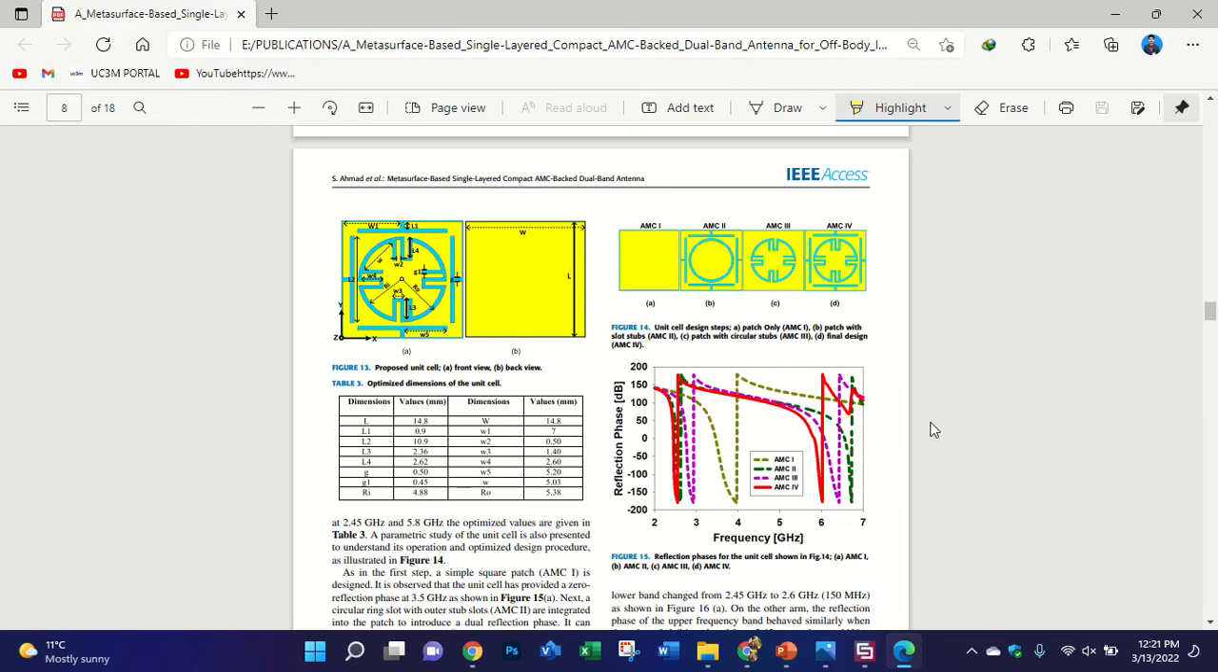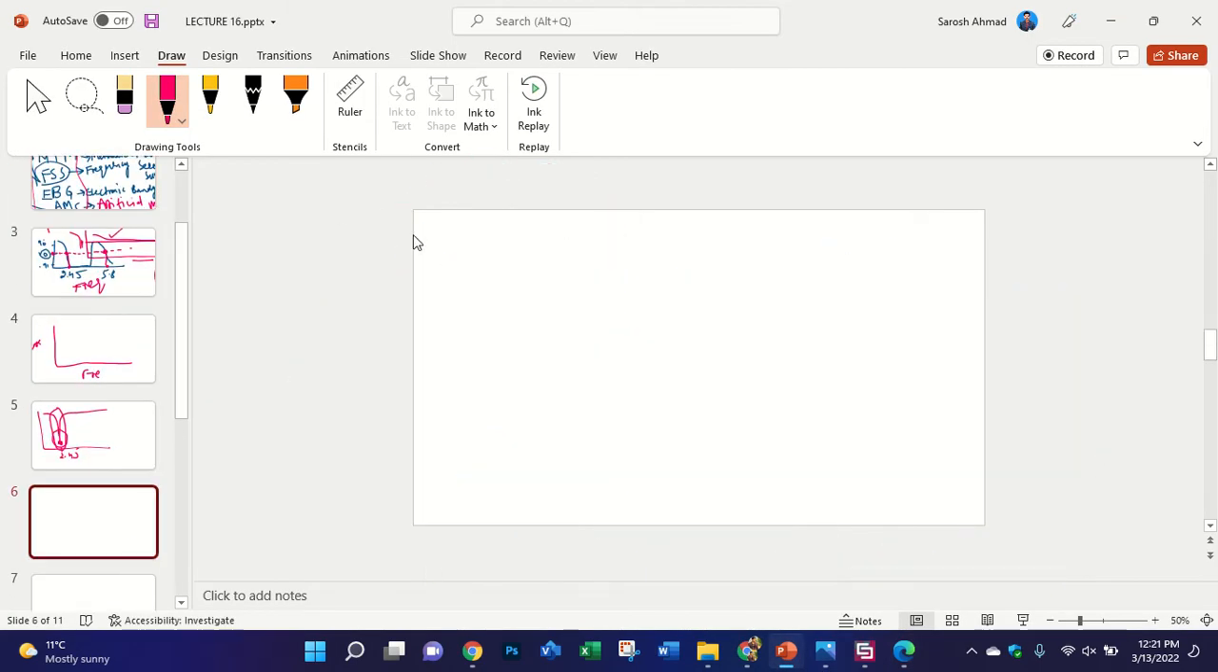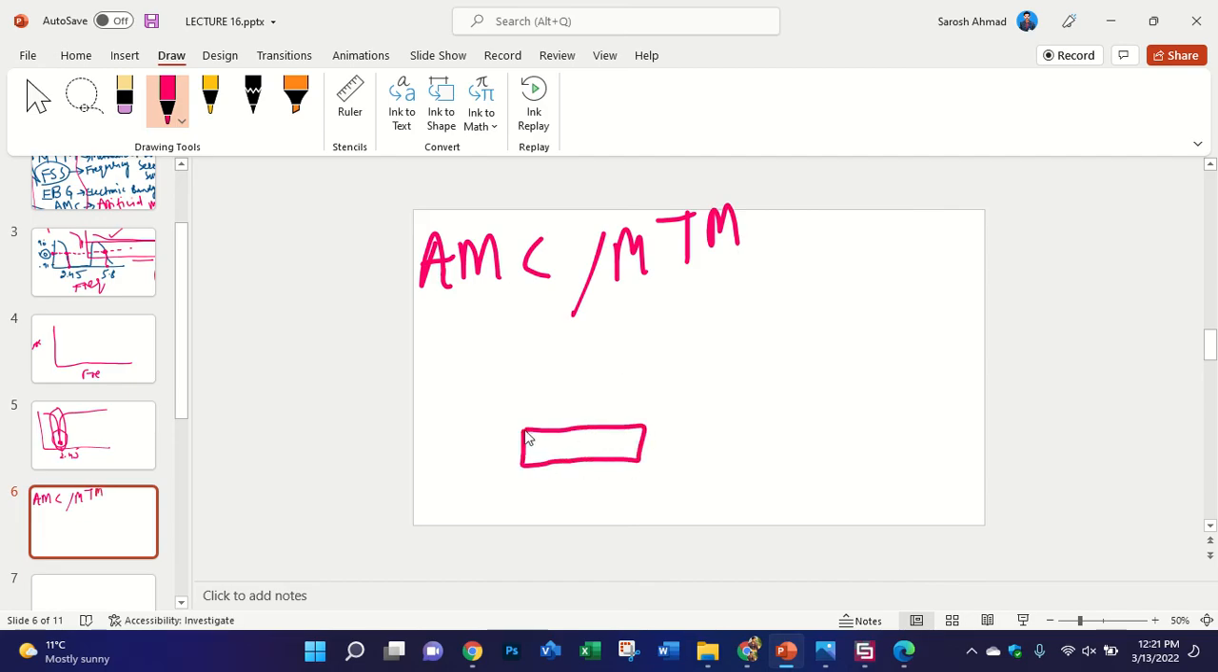But I start to get confused. If I make a metamaterial, I can't excite it the same way as if it's FSS. Yes, actually there are many ways. Let me draw here. In the case of the AMC or the metamaterial, you have an EBG unit cell here, and you have a, let me draw here.